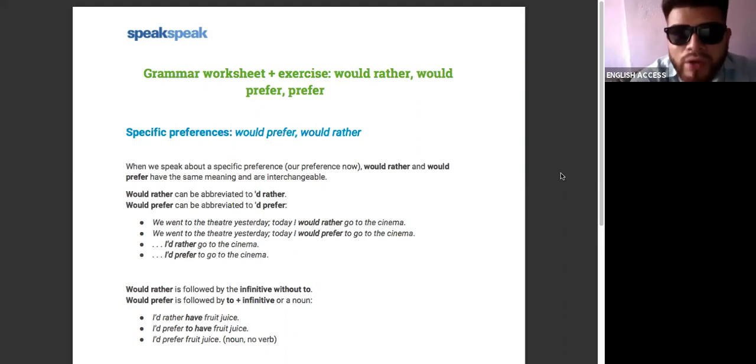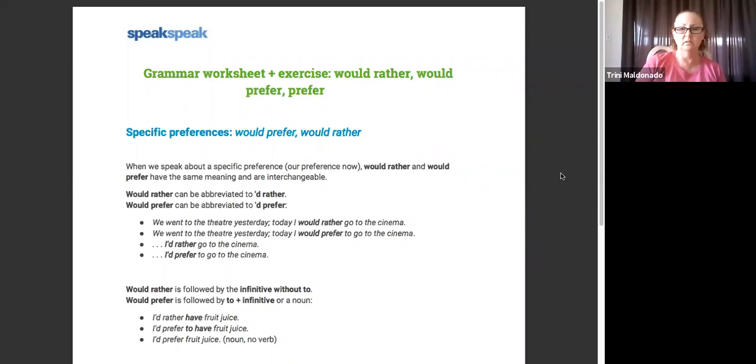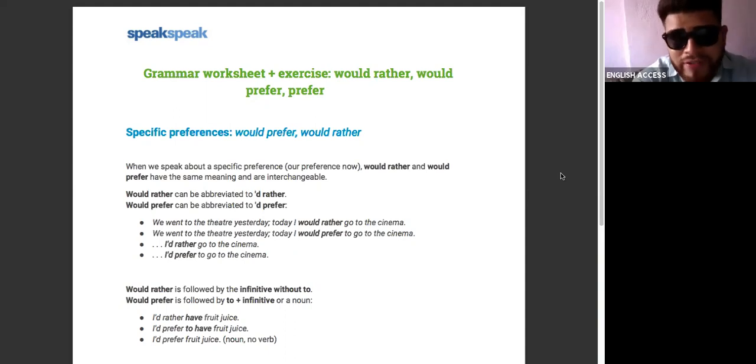We went to the theater yesterday. Today, I'd rather go to the cinema. We went to the theater yesterday. Today, I would prefer to go to the cinema. Not cinema, cinema. I'd rather go to the cinema. I'd prefer to go to the cinema. So you can use it separated or as a contraction.